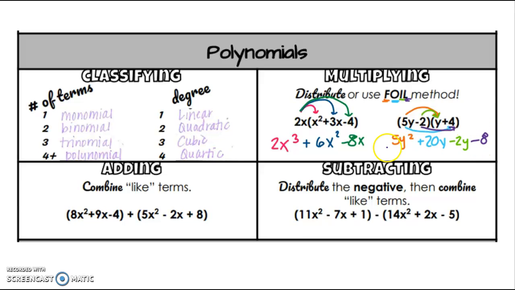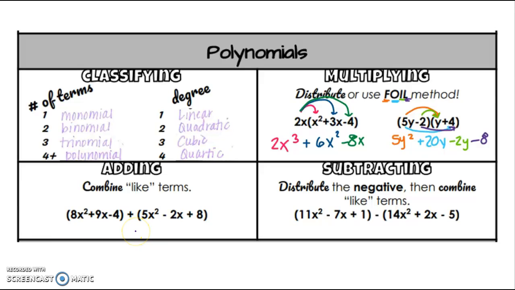And then all I would do is come through and take this beautiful rainbow colored expression right here and simplify anything that is alike. And my terms that are alike are the 20y and negative 2y. That would combine together to make 18y. So my final answer would be 5y squared plus 18y minus 8.